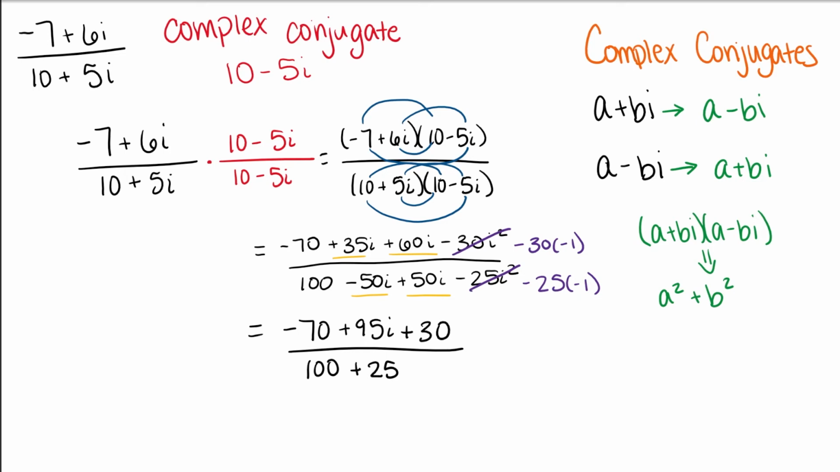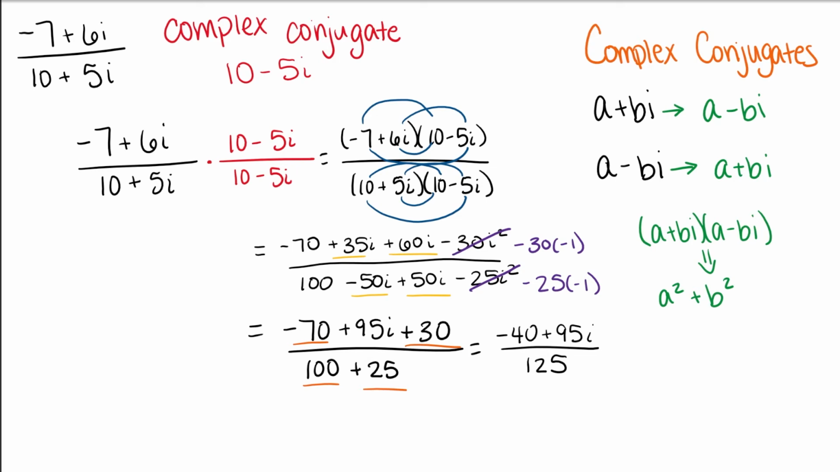We'll combine our like terms again. So now our like terms are negative 70 and 30 in our numerator and 125 in our denominator. So this becomes negative 40 plus 95i over 125.